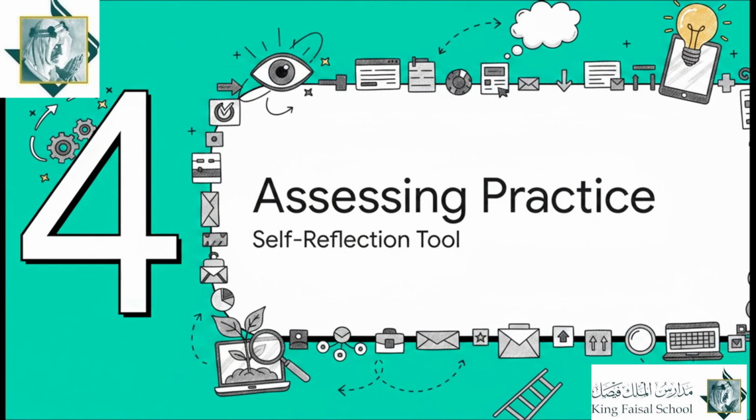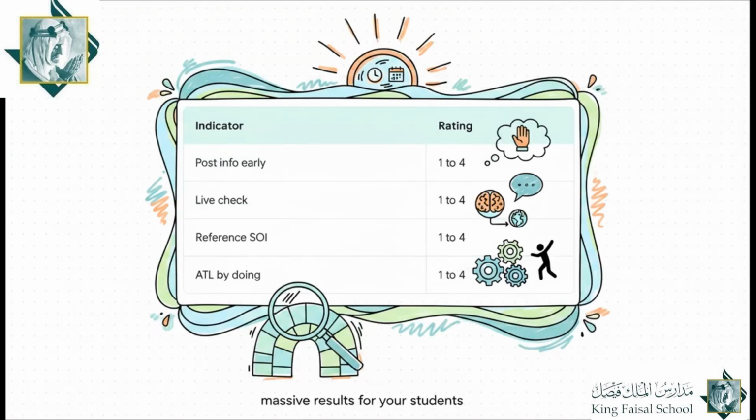Section 4, assessing your online practice. Okay, let's hand the power right back to you, the teacher. Let's establish a mechanism for self-reflection and personal growth as you navigate this digital landscape. We can actually use the self-assessment rubric from Section H of the reference guide. It uses a really simple 1 to 4 rating scale, ranging from not yet in place all the way up to exemplary. Just look at these specific indicators.